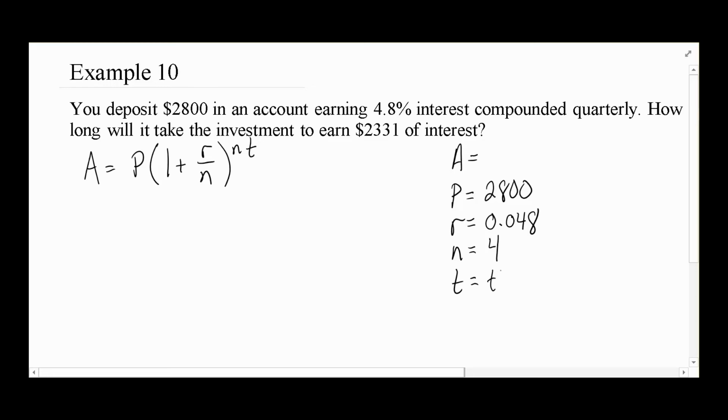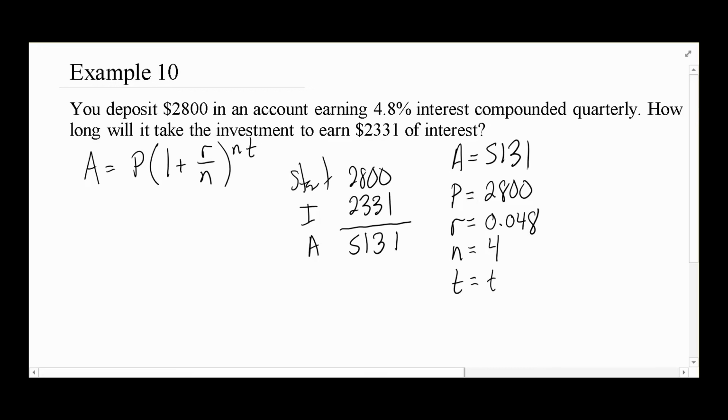But let's talk about A. The tempting thing for people to put for A is 2331. That would be incorrect. First of all, that means you lost money, so hopefully it's clear that that can't be it. Remember, A is your final amount. So if we started with 2,800 and we had interest of 2331, then it looks like our final amount should be 5,131.